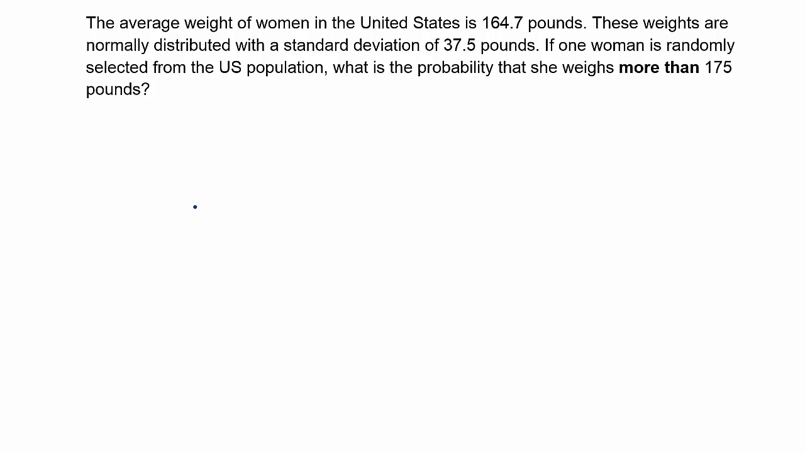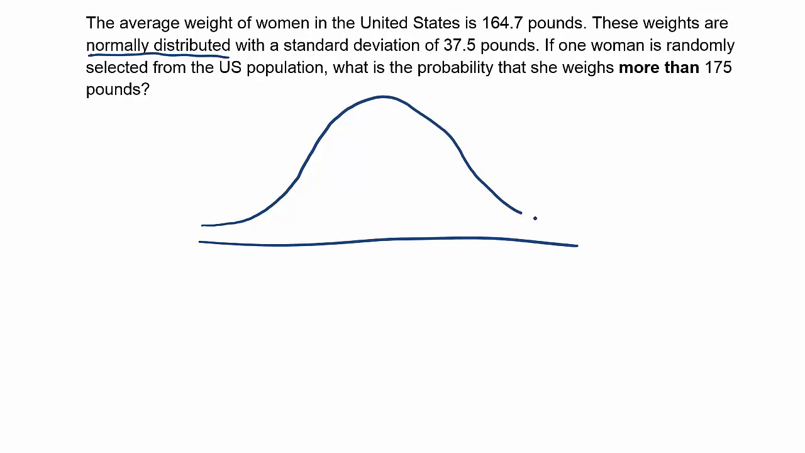Okay, so since they said these weights are normally distributed, we'll go ahead and draw a bell curve as a visual aid. And then we're going to label the given information. They did say the standard deviation was 37.5 pounds, so it's a good habit to put that on your drawing somewhere so you have that as a reference. And then remember that the mean should be located in the center of the curve.